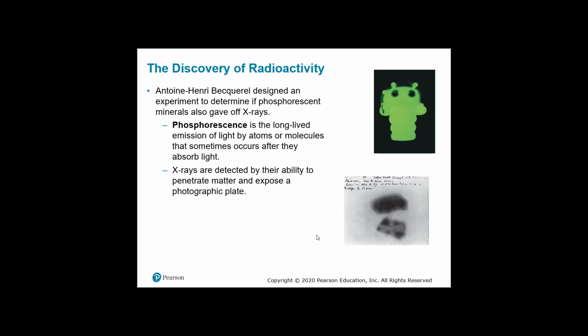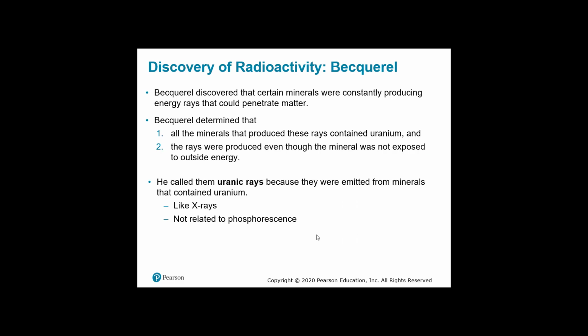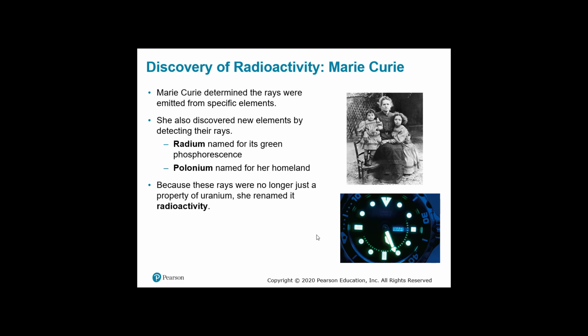Basically, he was looking for something, and it turned out that what he thought was happening was not happening. What he did discover by looking at these crystals that he thought were being phosphorized is that they were actually giving off rays, and he discovered that uranium was responsible for this emission of what he called uranic rays, and that's what started the look into radioactivity. He started doing that in 1896, and along comes Marie Curie, who is just this pioneer.